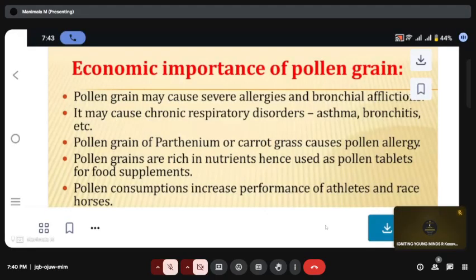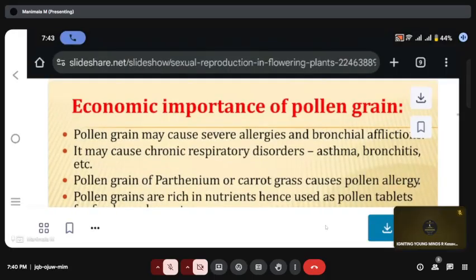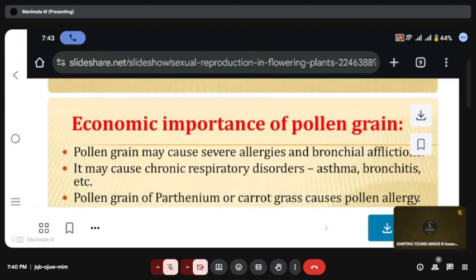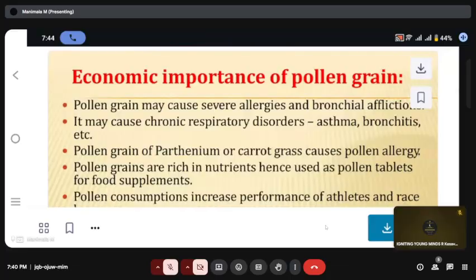But mostly, pollen grains cause severe allergies. When the pollen grains are carried by the wind, they cause allergies and bronchial afflictions. That is, our bronchial regions get disturbed. Also, they cause chronic respiratory disorders like asthma and bronchitis. For example, in the Parthenium plant, and carrot grass, the pollen grains cause the most allergy to us.